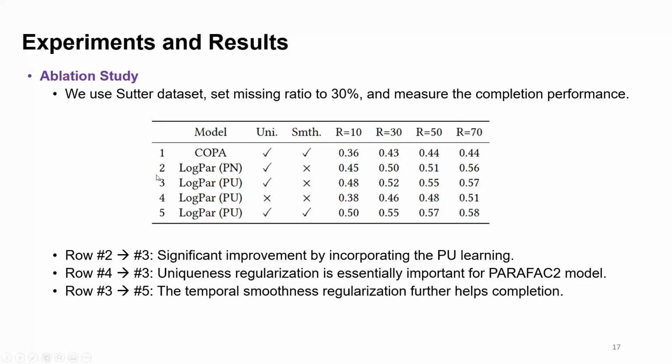First, if we compare row number 2 and row number 3, we can observe significant improvement by incorporating PU learning. If we compare row number 4 and row number 3, we can observe that uniqueness regularization is essentially important for the PARAFAC2 model, because we observe significant improvement for all ranks. And if we compare row number 3 and row number 5, we can see that the temporal smoothness regularization further helps the completion, especially when the rank is low.